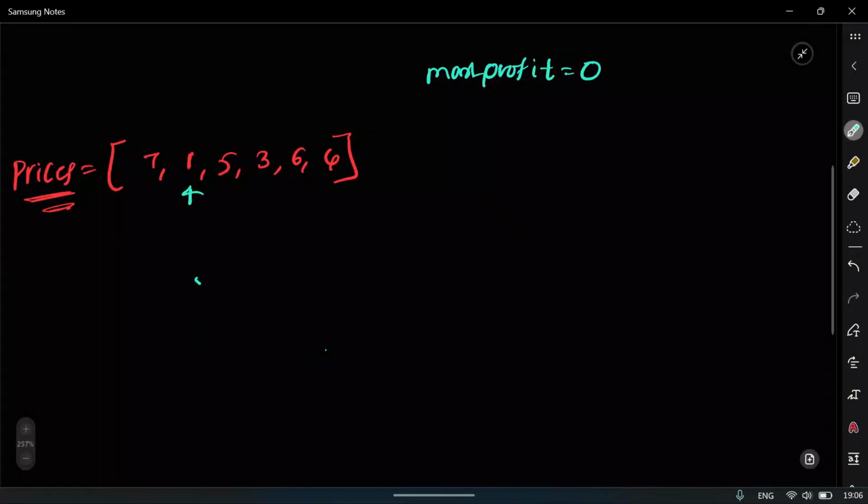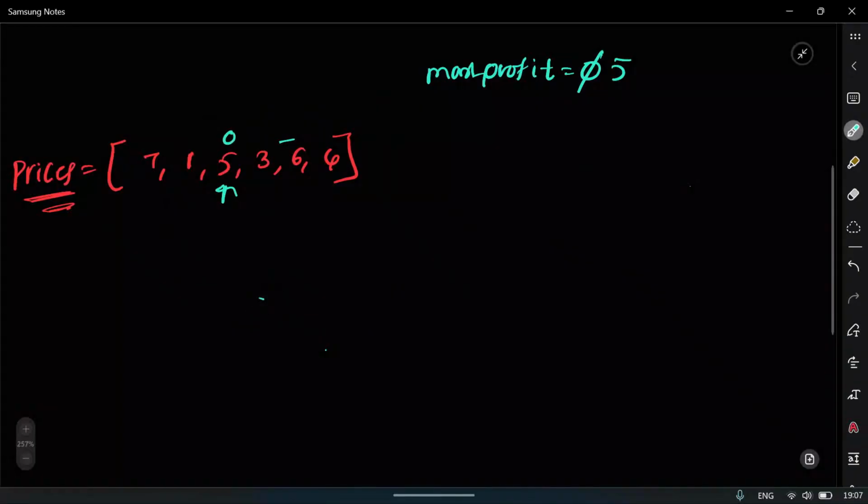I'm gonna move further, and for the same day the profit is 0. Here when I sell at 5 and buy at 1, the profit I can get is 4. Here it is 2, here it is 5, and here it is 3. And see here, the maximum profit that I can get is 5, and the previous one is 0, which is lesser, therefore I have to update it. Done with day 1, I'm gonna move to the next day.